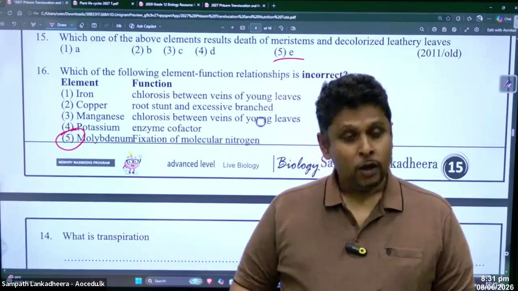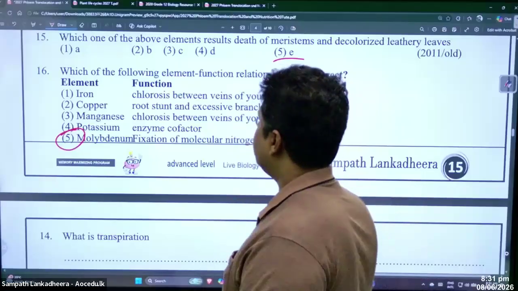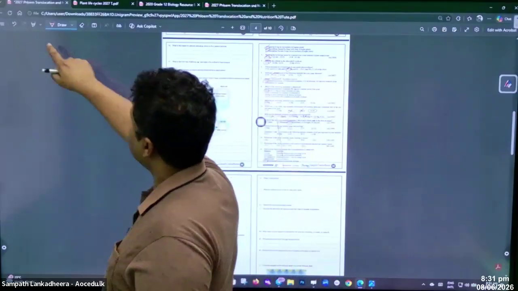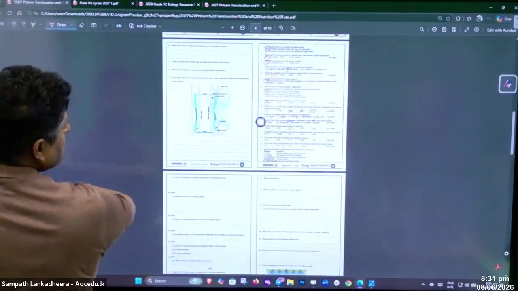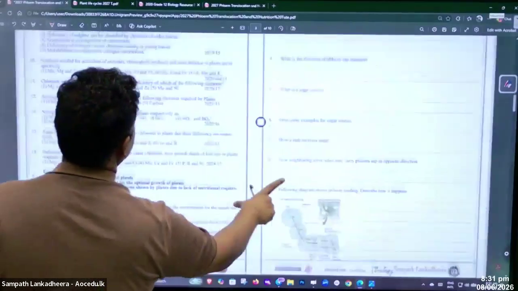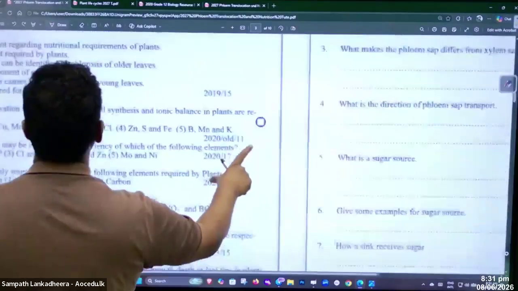That's our aim. Question number 17, people. We have to find 17. Where is 17? Right, I found it. 17.